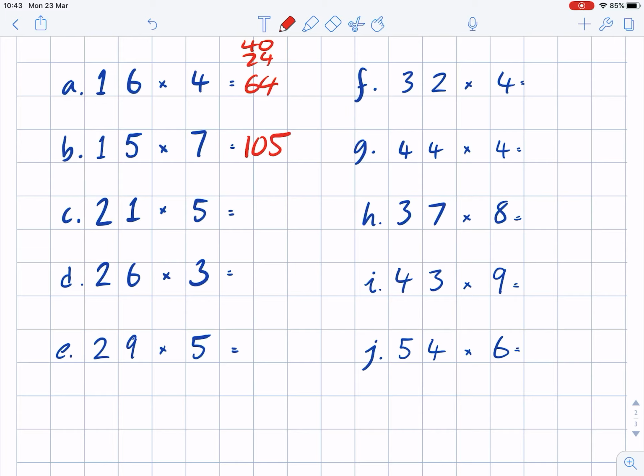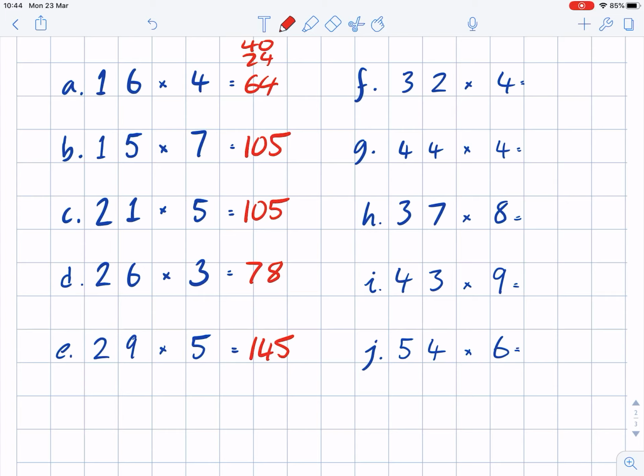The next one, 20 times 5 is 100. 1 times 5 is 5. So again, my answer is 105. The next one, again, I'll whiz through these. So 20 times 3 is 60. 6 times 3 is 18. So I've got 78. The next one is 145.